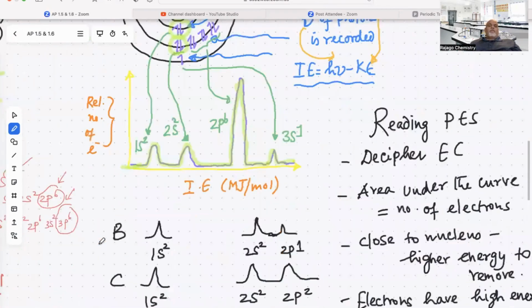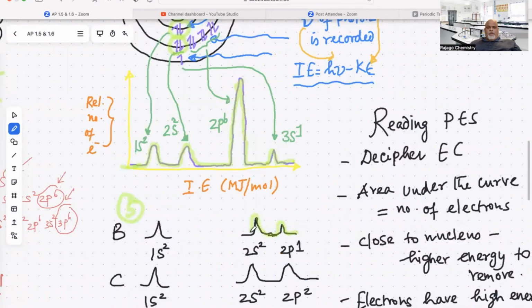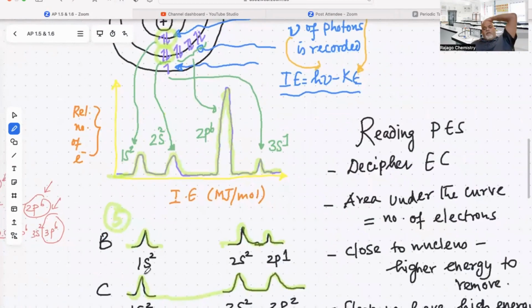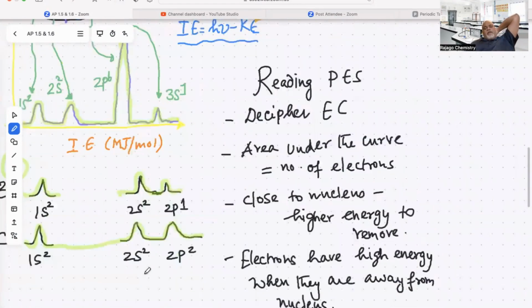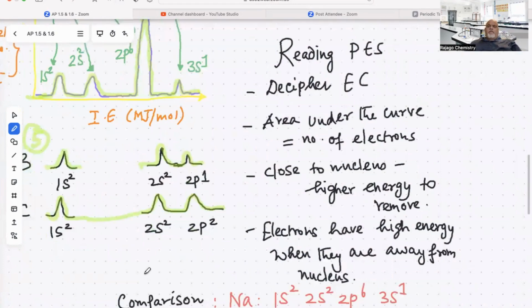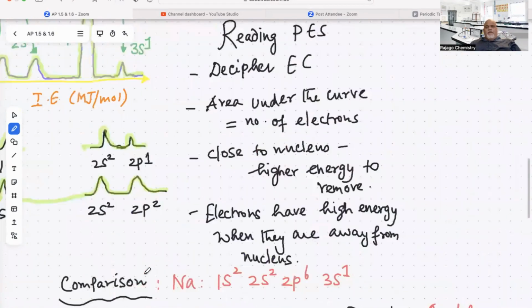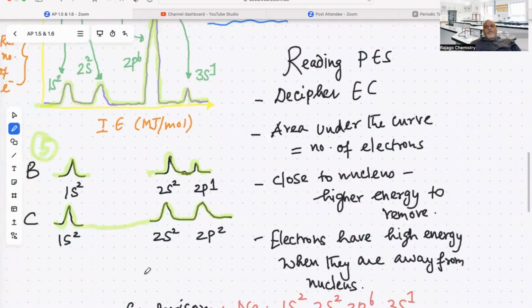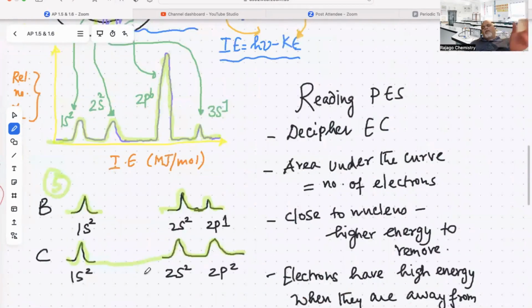If it is boron, atomic number 5, it is going to look like 2p1, 2s2, followed by 1s2. If it is carbon, it is going to have 2p2, 2s2, followed by 1s2. But when you look at this, see how the graph is being drawn. Reading the photoelectron spectrum is very important, like a cipher. First is deciphering the electronic configuration for us.